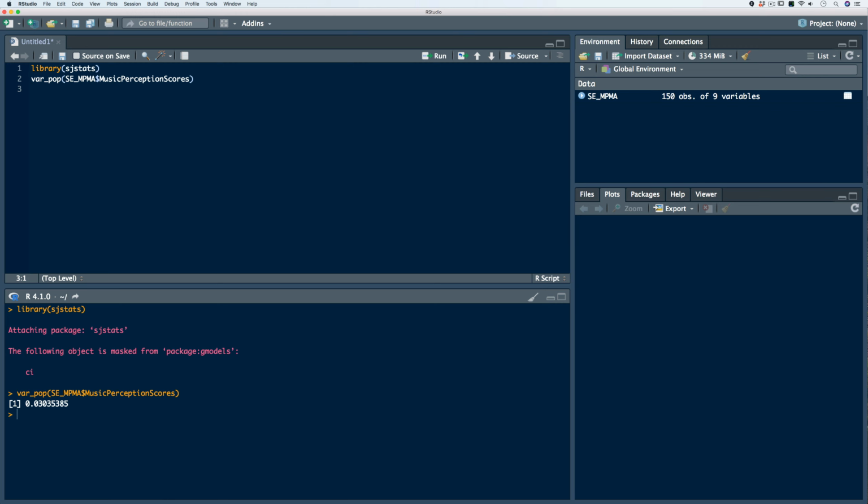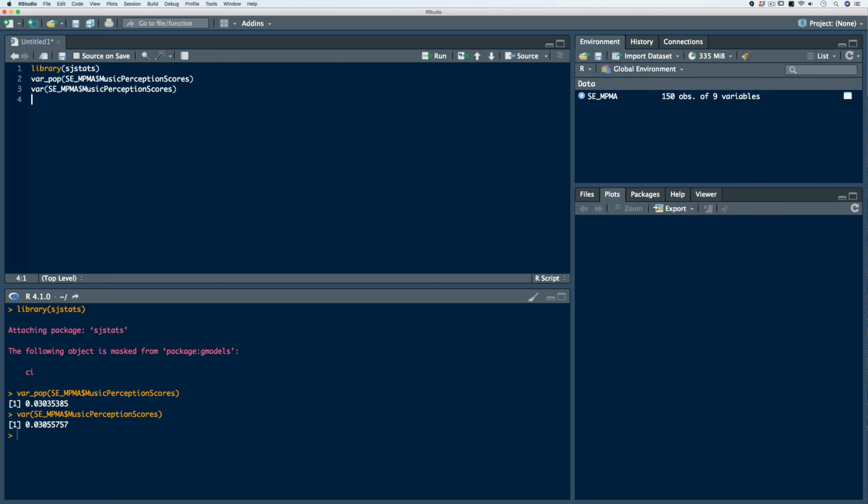Now, sample variance is similar to population variance, but it makes an adjustment for the unknown population parameter. And we can calculate sample variance by using the var function. So the sample variance of our music perception scores distribution is 0.03. So we see here that it's very close to the population variance. Here we see just a slight correction, but if we're rounding to 2 decimal points, the difference between the two statistics is negligible. Now, similar to variance, we also have a population standard deviation and a sample standard deviation.